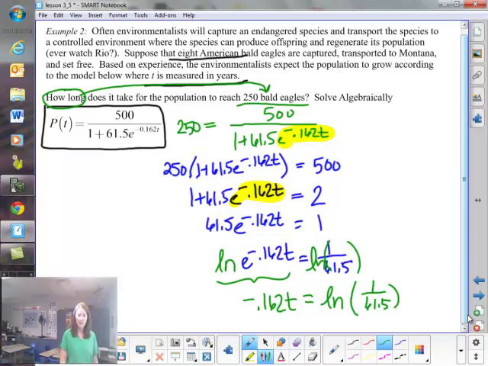What was I trying to get by itself? I was trying to get t by itself. How on earth am I going to get t by itself? Well, I'm going to come on up over here, and I'm going to get t by itself by dividing by negative 0.162.